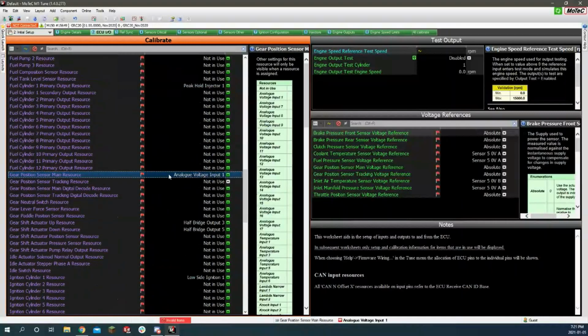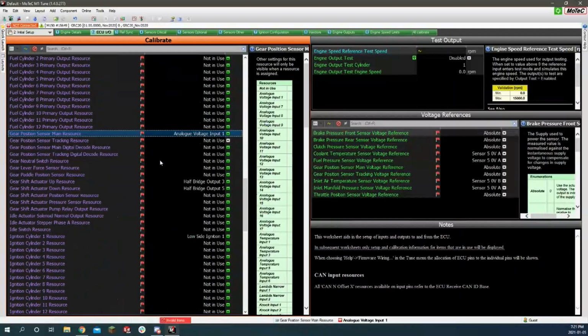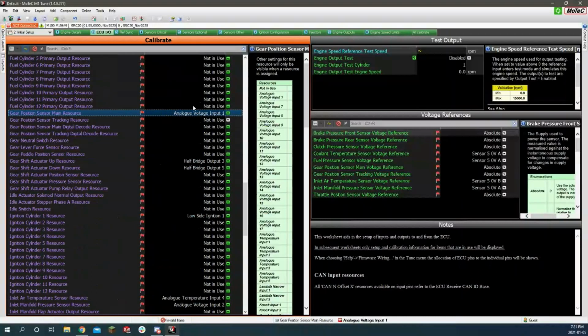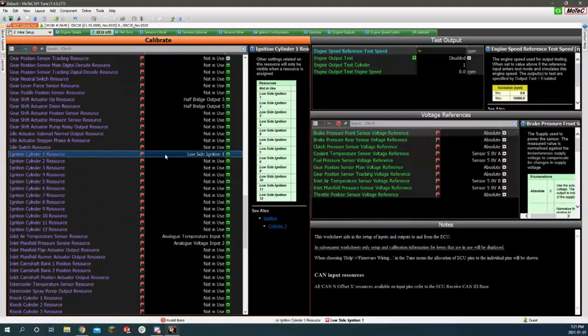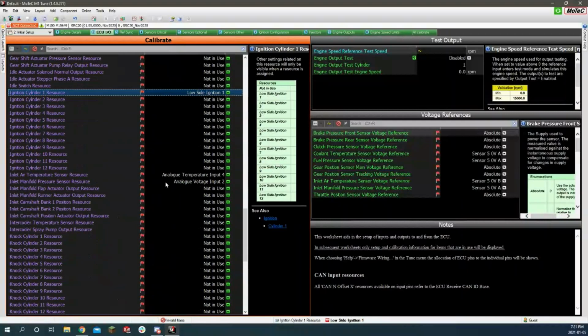Gear position, that is as you change gears, it'll change the voltage at this input. There's a position sensor inside the engine, so that tells the engine which gear it's in, and that does things later. And when we add in the shifting, it needs to know what gear it's in in order to know what to do about it. We have gear shift up and down, so these will come from the paddles on the steering wheel. Ignition, just one ignition coil, so that's really easy.